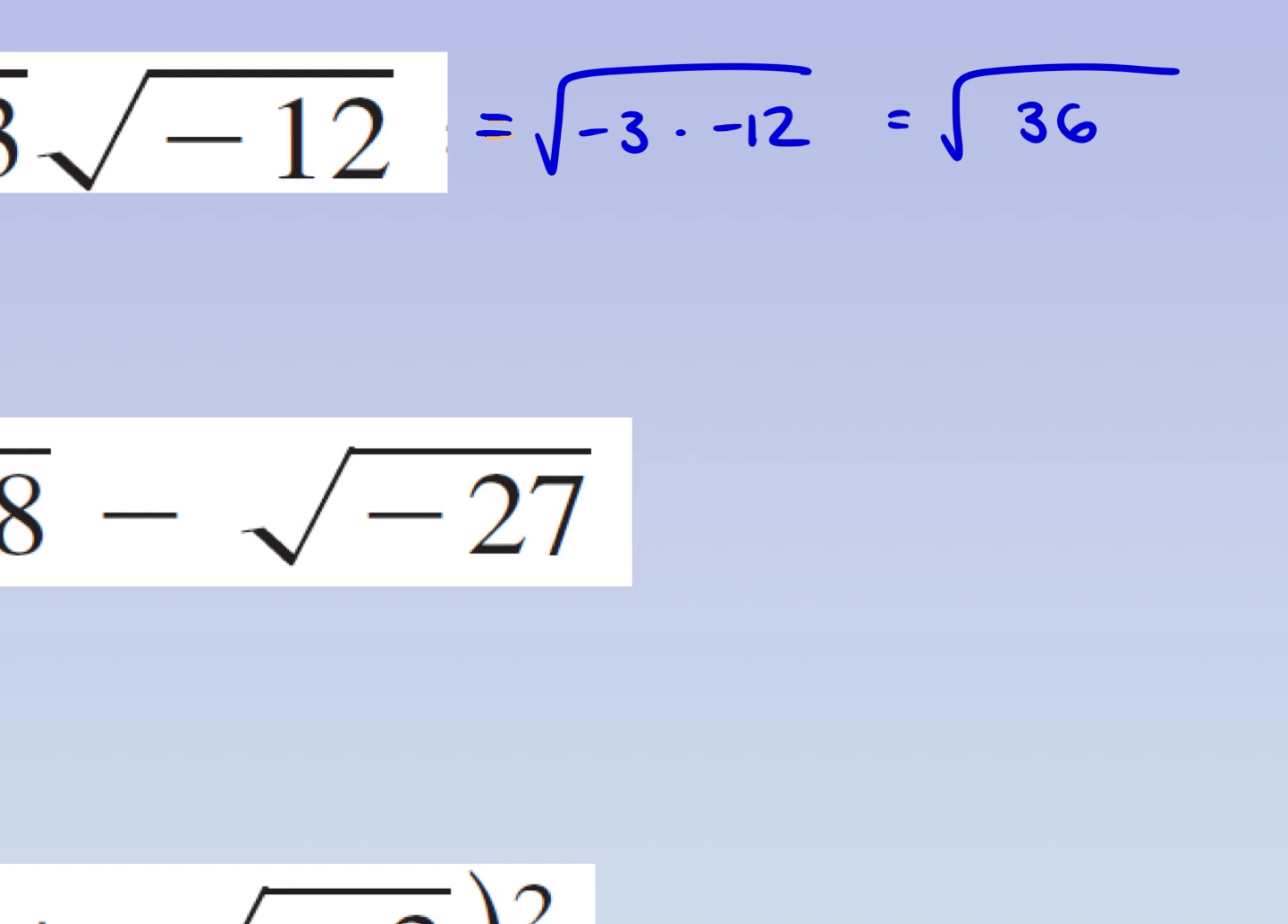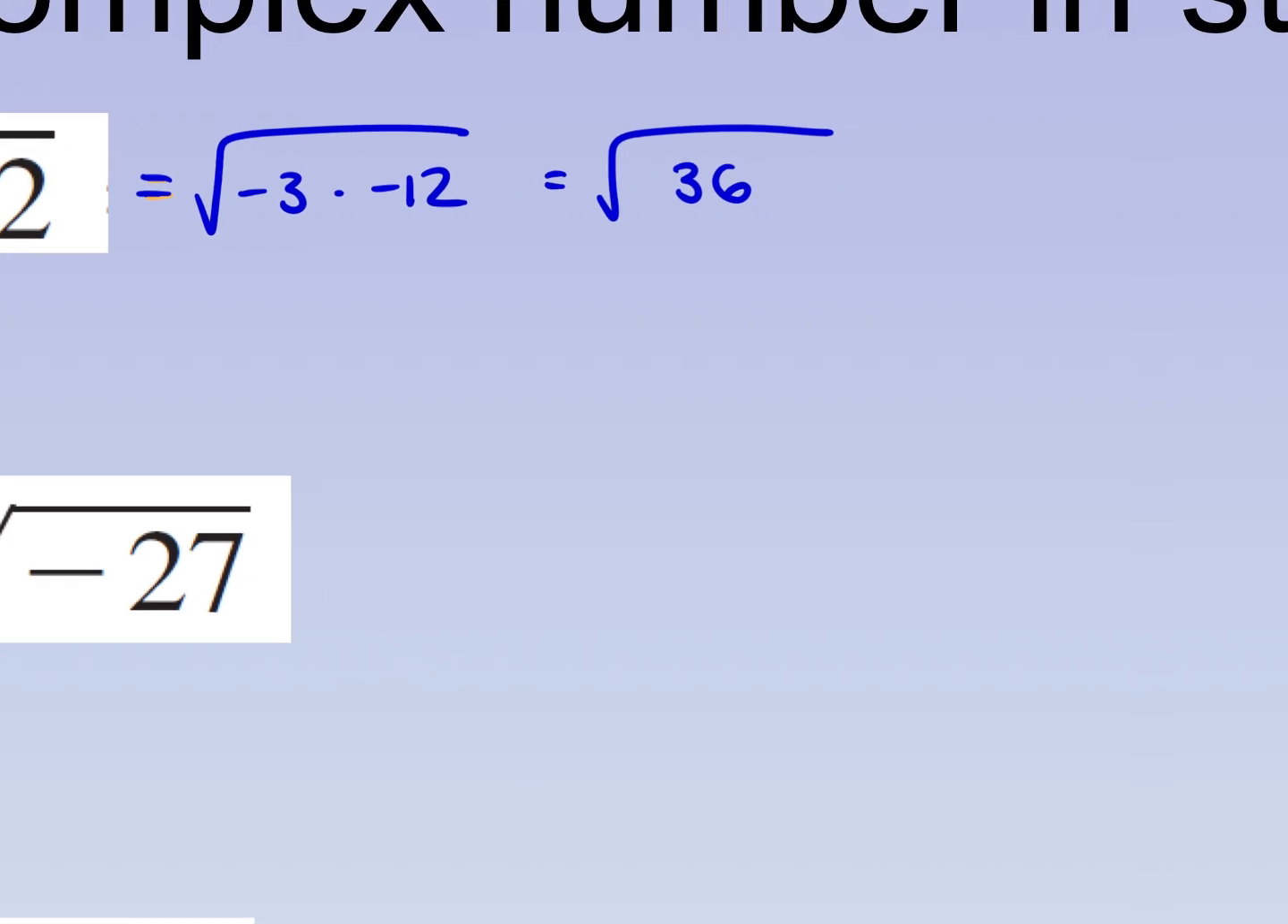So it's a positive number. We don't even have to worry about i's. What's the square root of 36? Since the square root's already there, we don't put plus or minus. It's just 6. The only time we would put plus or minus is if we're evaluating and we take the square root of both sides.